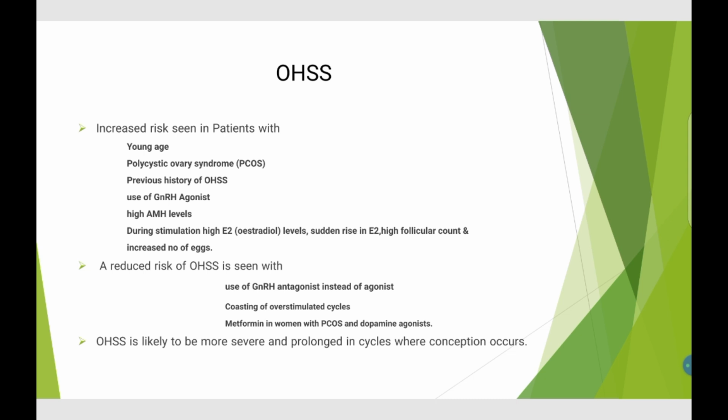Reduced risk of OHSS is seen with use of a GnRH antagonist protocol instead of agonist, coasting of overstimulated cycles, metformin in women with PCOS, and dopamine agonist. OHSS is likely to be more severe and prolonged in cycles where conception occurs. Suppose ovulation induction is done and there is OHSS, and in the same cycle the patient becomes pregnant, she is likely to have more severe OHSS as compared to a non-pregnant patient with OHSS.